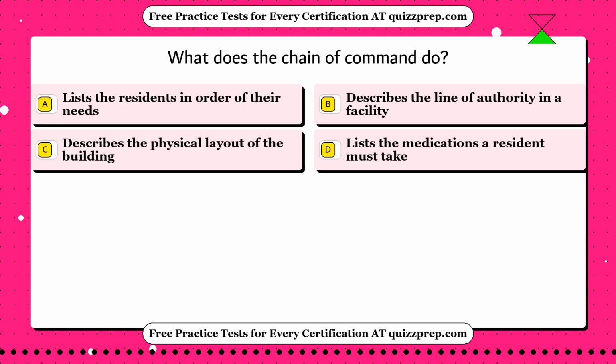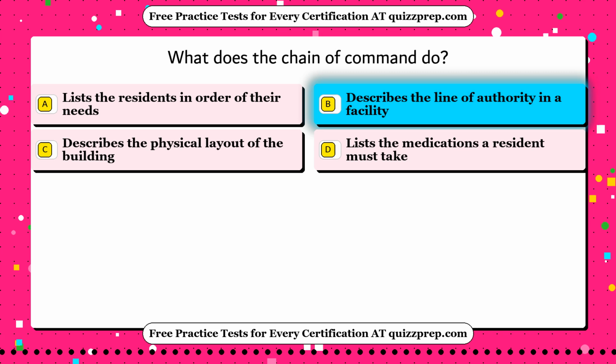Question 89. What does the chain of command do? Option A, lists the residents in order of their needs. Option B, describes the line of authority in a facility. Option C, describes the physical layout of the building. Option D, lists the medications a resident must take.